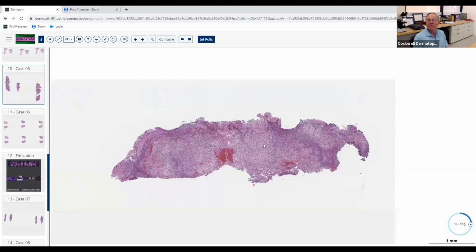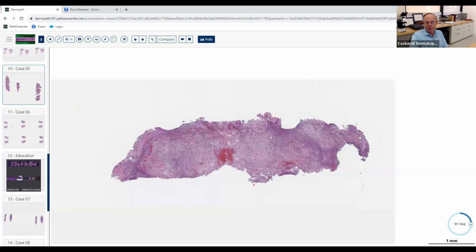So what do we see here? What are you guys seeing at low power? Shave biopsy. Good. Shave biopsy, inflammatory or neoplastic? Or maybe you don't know. I'm not really sure, but favor inflammatory. Good. Favor inflammatory. Good. What pattern if it's inflammatory?